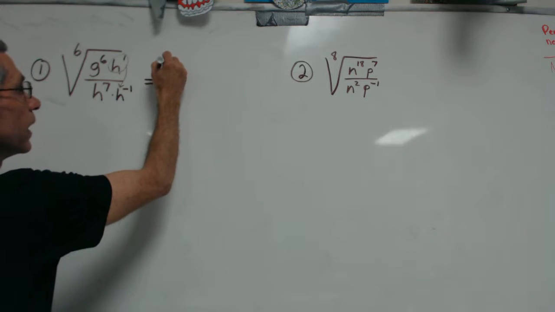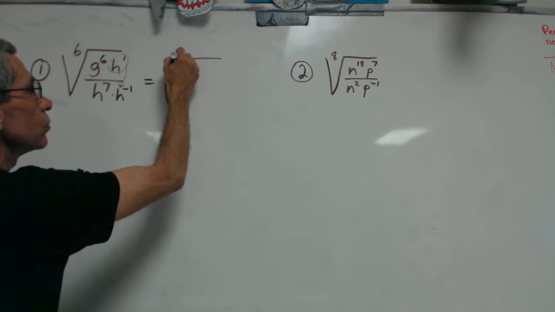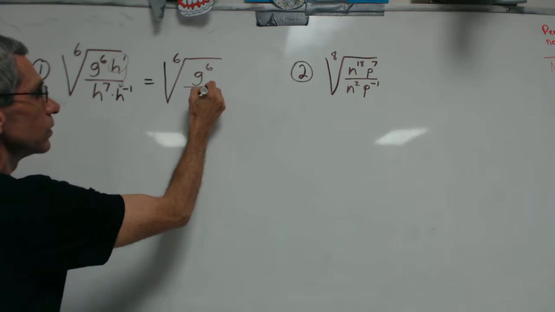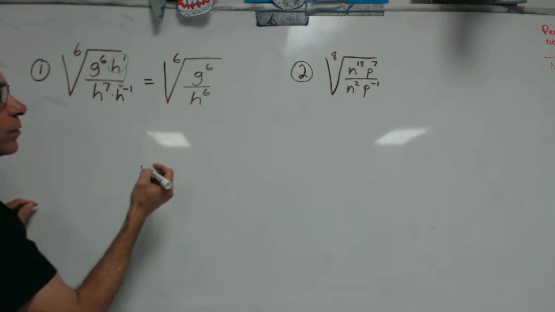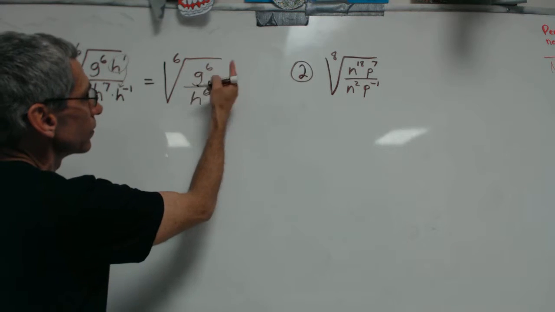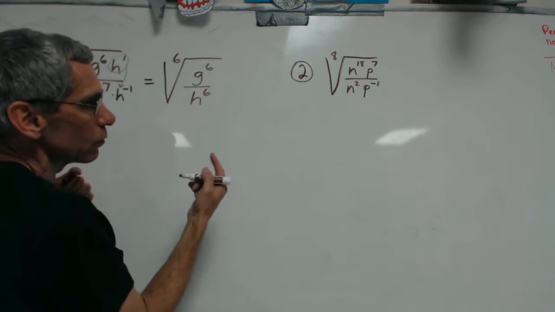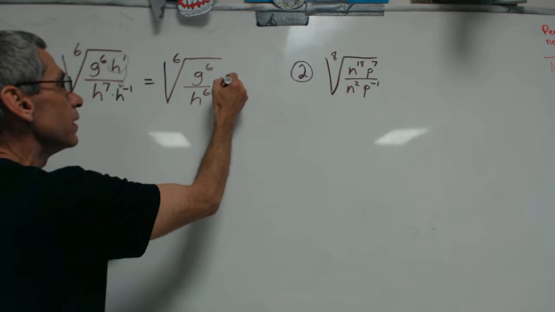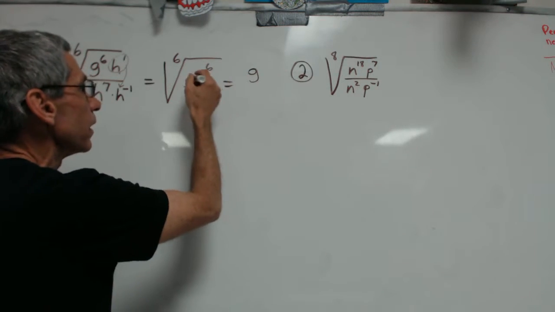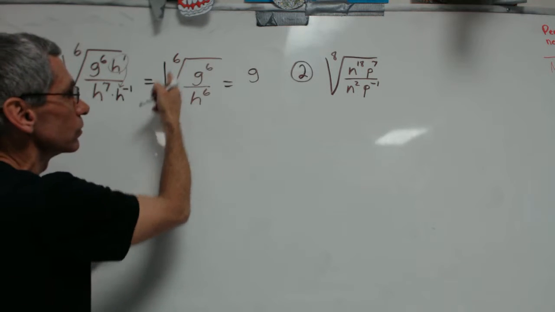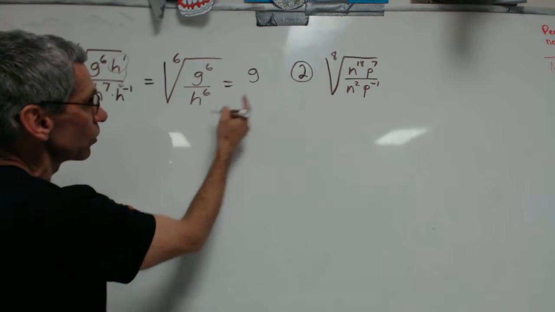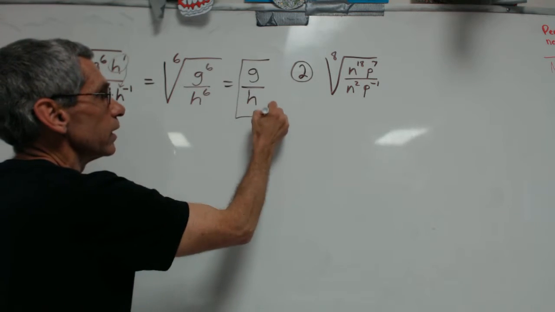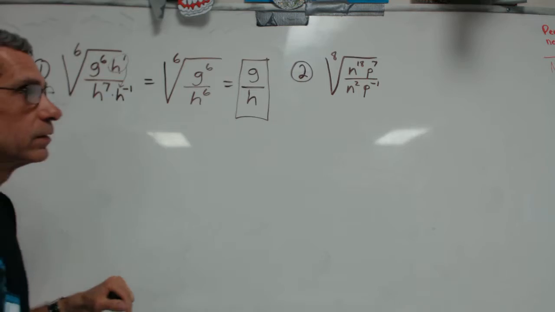So that is saying then we want the sixth root of g to the 6 over h to the 6. Oh, well that's easy, because it's g times g times g times g times g times g, that's 6 g's. That's just going to come out as a g. That'll come out of this sixth root sign. And the h, there's 6 of those too, that's just going to come out. So that is your answer right there, g over h. I hope that made sense.